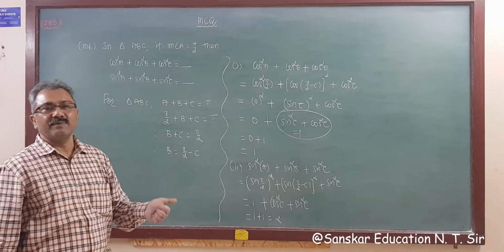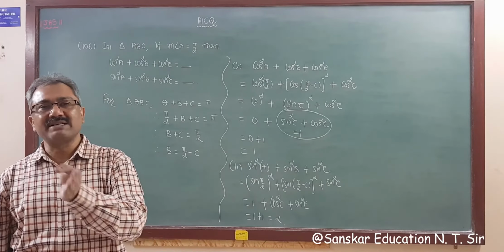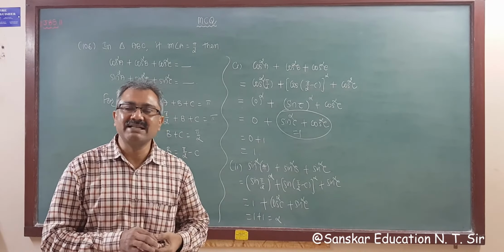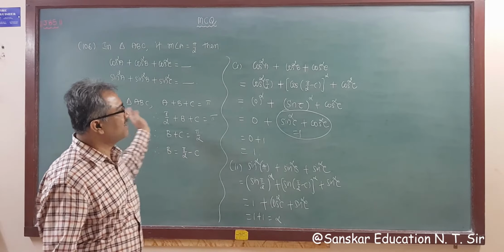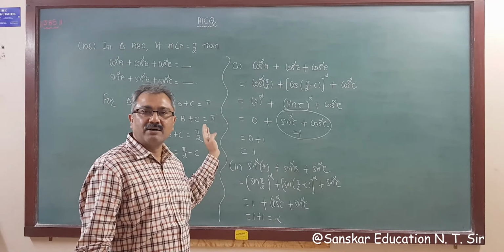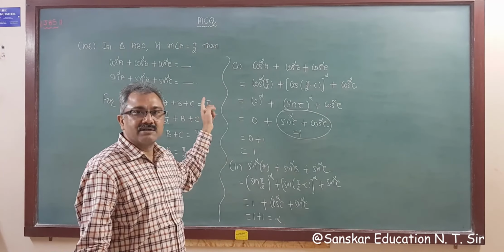So remember this result for a right angle triangle: sin square A plus sin square B plus sin square C is 2, and cos square A plus cos square B plus cos square C is 1. This is a very useful result for 12th standard also, and useful for competitive exams like GUJCAT and JEE. Okay, so remember this as a result.